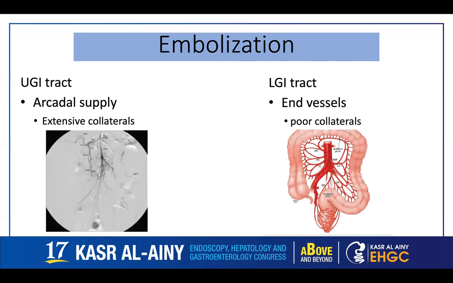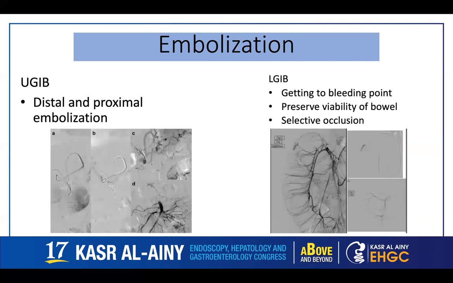When we diagnose a patient, we should go further to the next step, which is our role, embolization. We should know that the upper GI tract has very rich collateral supply, while the lower GI tract is end vessel, so it has poor collateral. And this goes to how we treat this type of patient by embolization.